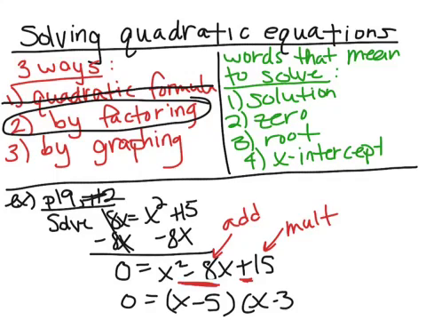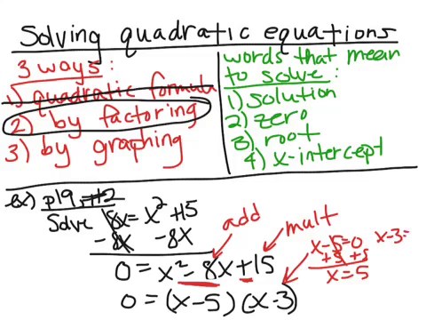Now I'm not done. I have to go in and solve this. What I have to do is take each binomial and set it equal to 0. So I say x minus 5 equals 0. Add 5 to both sides. So x equals 5. But I also have to set x minus 3 equal to 0. To get x by itself, I have to add 3 to both sides. So I get x equals 3. That means my two solutions are that x equals 5 and that x equals 3.